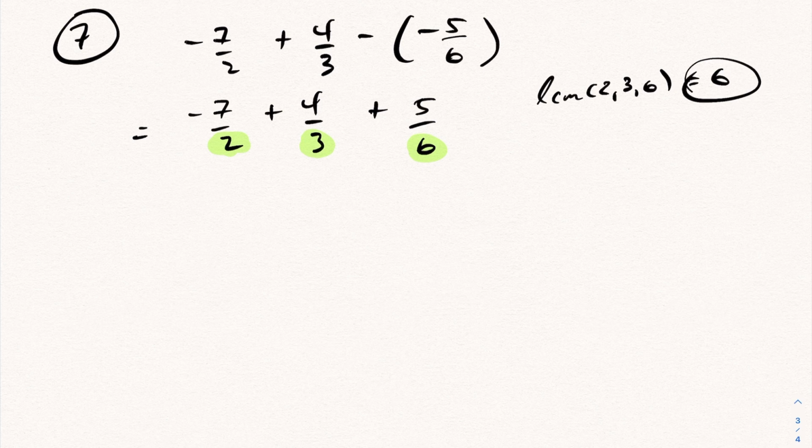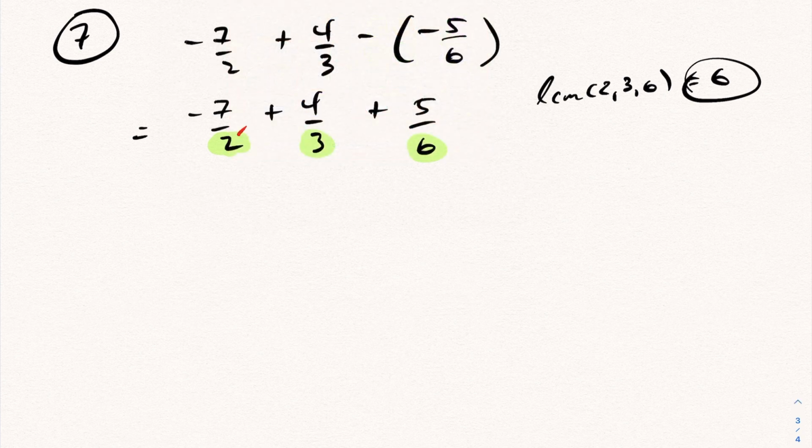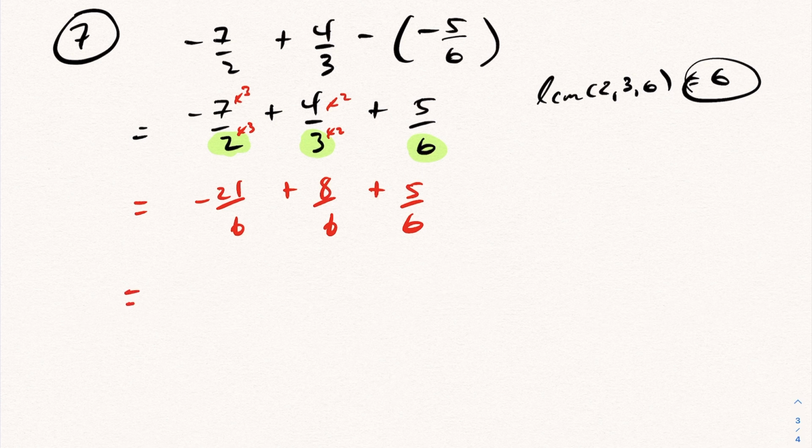So again, if you had just multiplied these out together, we would have had 36, the number you would have been working with, and the numbers would have gotten huge. So now here I just have to multiply top and bottom by 3, top and bottom by 2, and leave that one unchanged. So this becomes minus 21 over 6, plus 8 over 6, plus 5 over 6. Now again, the denominators are the same, so we just take care of adding this together. 8 and 5 is 13, and minus 21 plus 13 is going to give us negative 8.